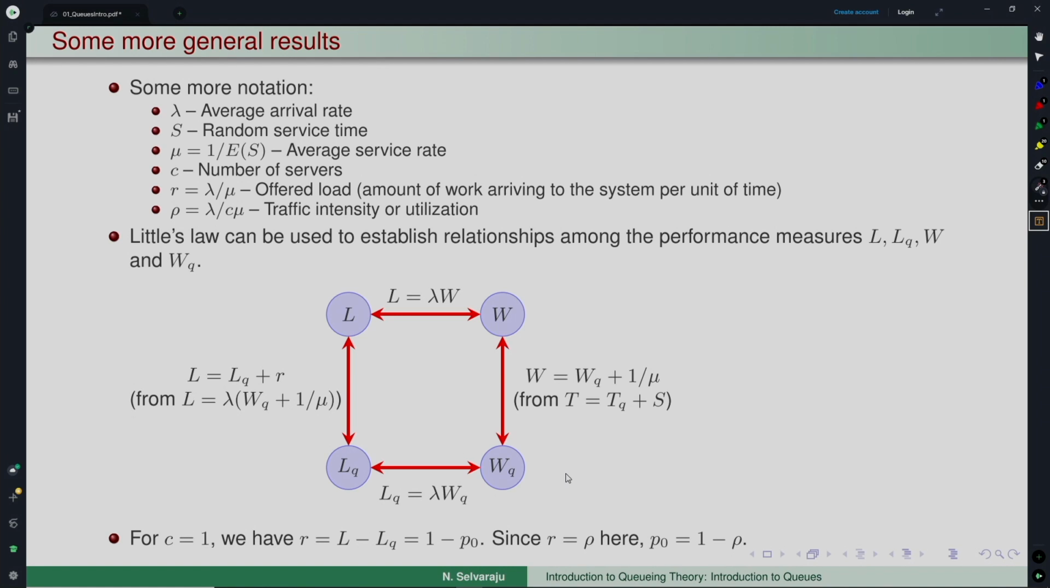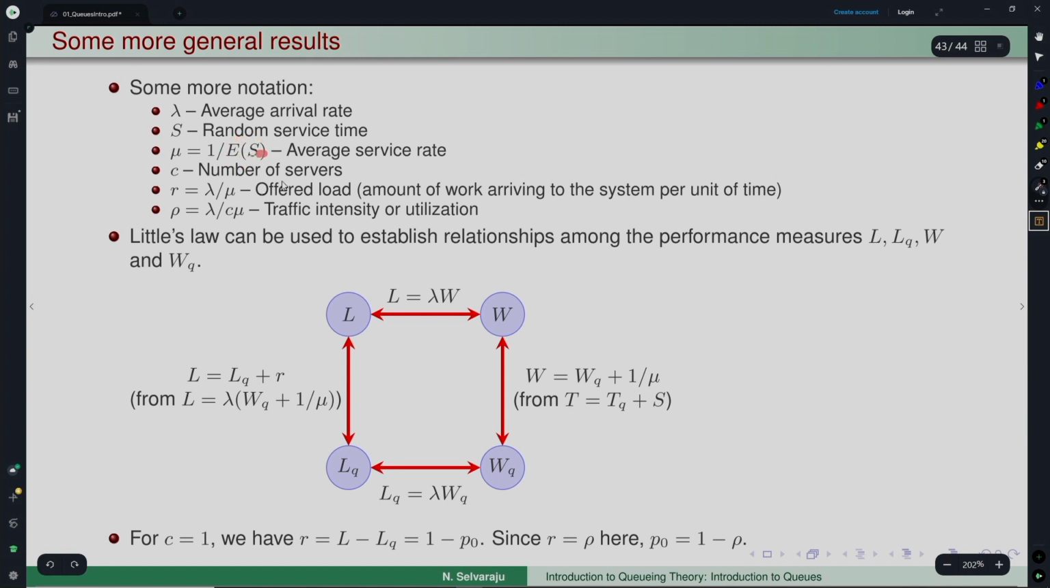So, now let us look at some more general results that might be of interest. This is for both G/G/1 and G/G/c systems. Okay. So, again, lambda is what we already defined, but we could take it to be the average arrival rate in equilibrium. Yes, we already said that it is a random service time and the expectation of S.